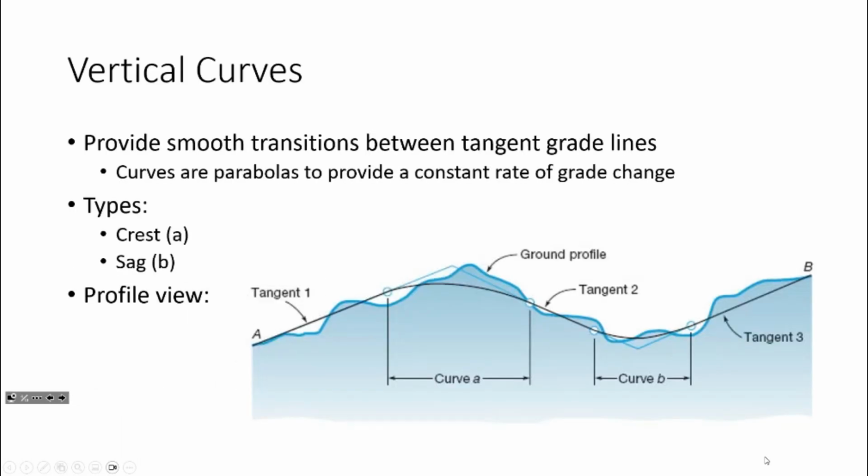Vertical curves provide a smooth transition from a profile perspective. Obviously we wouldn't want to be driving around ground profiles that look like this. We would like a somewhat smooth transition along our path. We have two different types of vertical curves that we consider. We have crest curves, where the grades meet at a point going up, and sag curves, where the grades meet at a point below the curve. This is what that would look like in profile view, and to be clear, these are not circles.